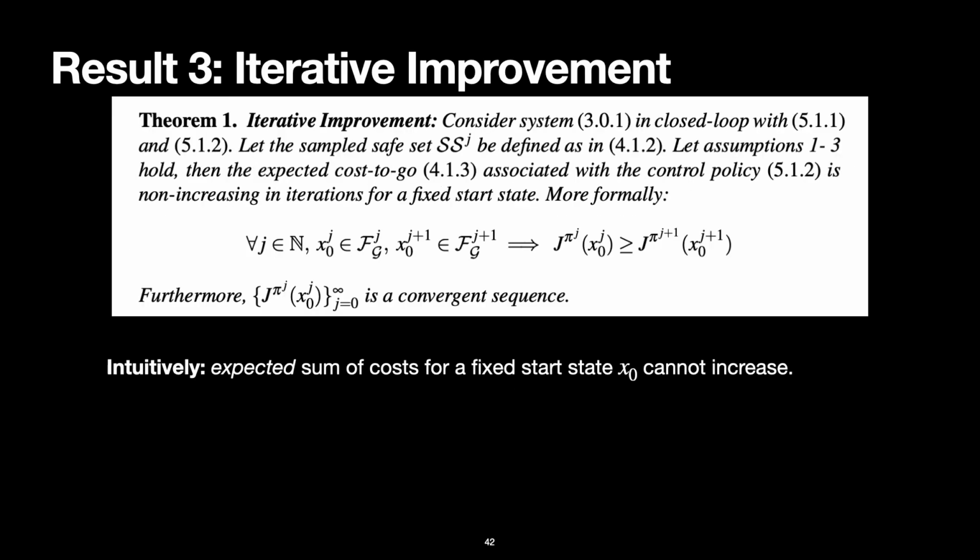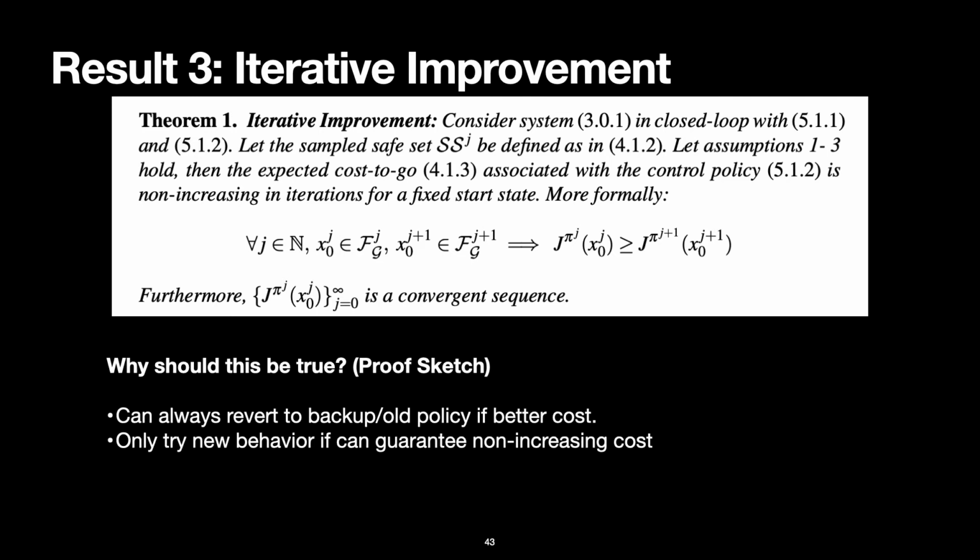The third theoretical result states that the controller iteratively improves an expected sum of costs each iteration for a fixed start state. Intuitively, this should be true because we can always execute an old policy if we desire. We should only execute new behaviors if we know we will outperform prior policies, which we can know because we include the expected cost to go of prior policies in the value function.